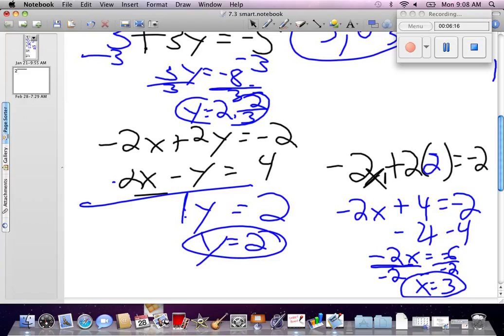After finding y? Okay. Do you see how these two equations are the same thing right here? Okay, so instead of y, I put 2. Okay. And that's all for y. Okay. All right. Let's move down.